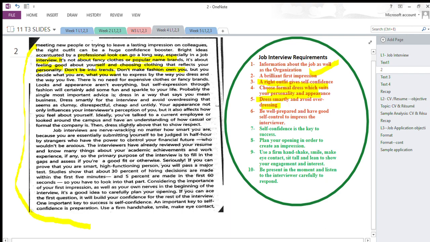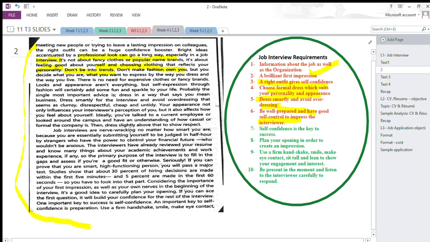Don't go for perfect 100% matching everything. For example, you have chosen the theme brown and then everything goes brown. Okay, don't do this. Dress smartly but avoid overdressing. Be well prepared and have good self-control to impress the interviewer.